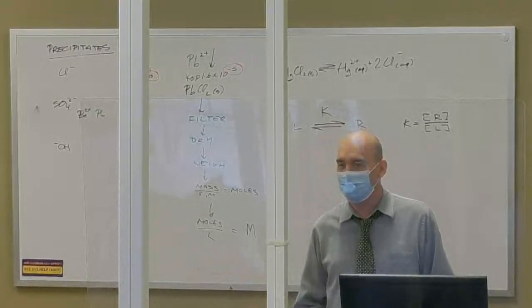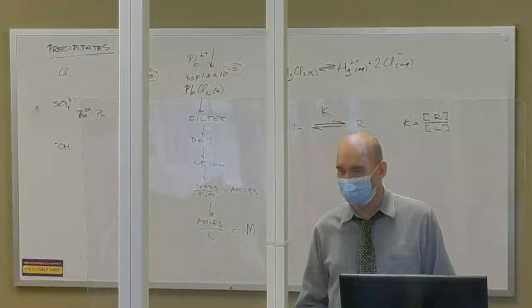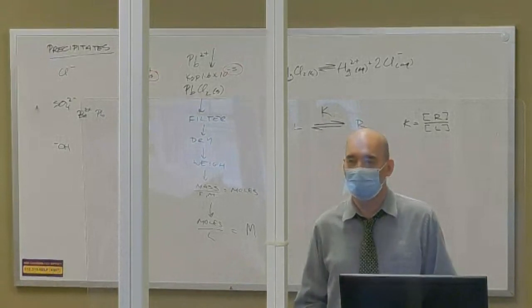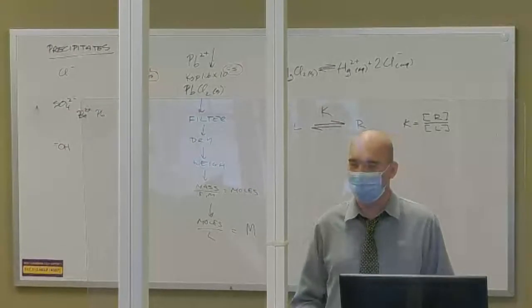We'll try and do one of those. We'll try and do a fractional precipitation, because they're kind of cool. What we will do is a gravimetric analysis where you will take something, you will make it precipitate, you will dry it, you will find a mass.